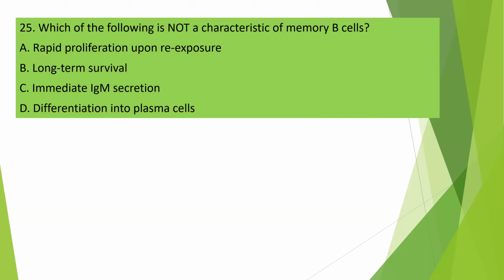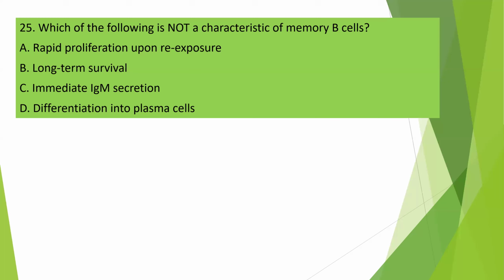Which of the following is not characteristic of memory B cells? Rapid proliferation upon re-exposure, long-term survival, immediate IgM secretion, differentiation into plasma cell. It differentiates into plasma cell, is it not?